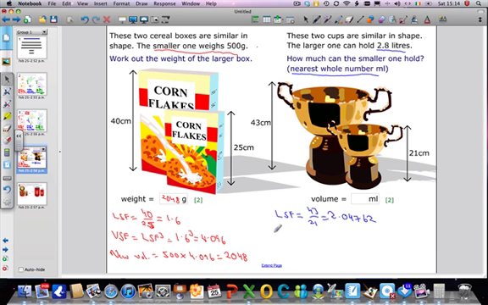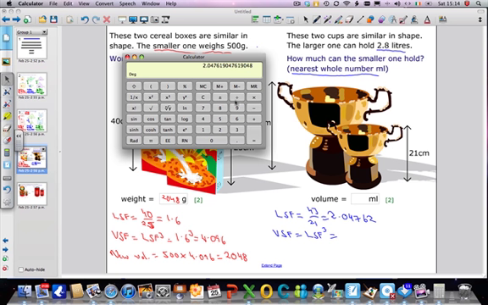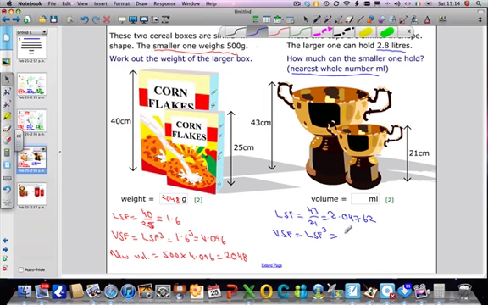So now I'm going to work out the volume scale factor by cubing the linear scale factor. So if I take the linear scale factor and I cube it, that will give me the volume scale factor. So if you cube your answer, you get 8.58514. So that's our volume scale factor.